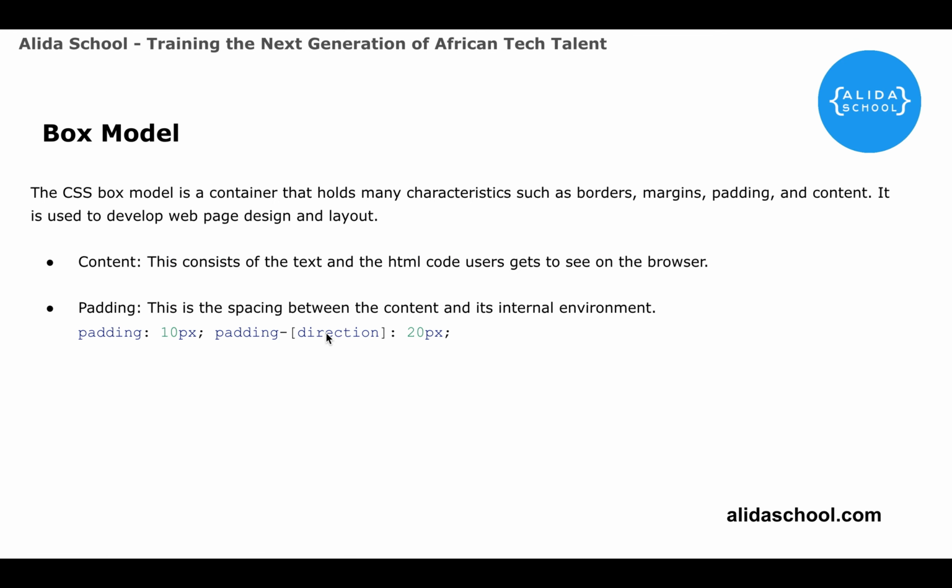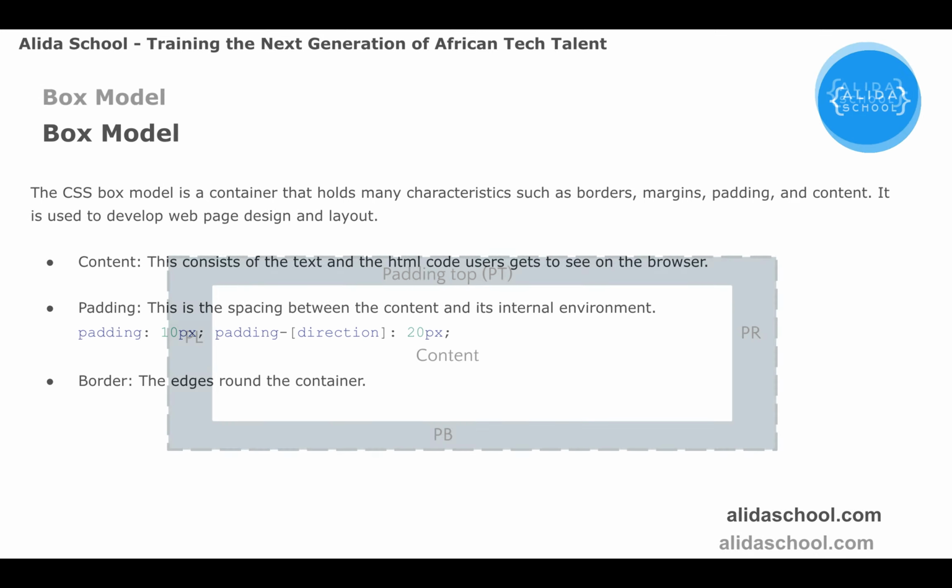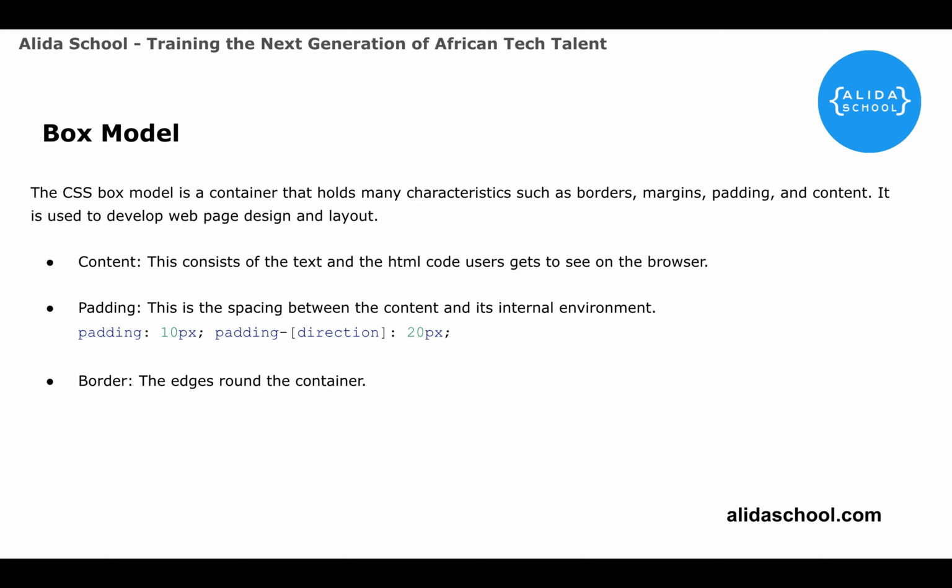So if you want to set the padding top to be 20 pixels, all you need to do is to write padding hyphen top or padding hyphen right to set the right side of the container to have 20 pixels of padding space. You also have the border, which literally means the edge round the container.